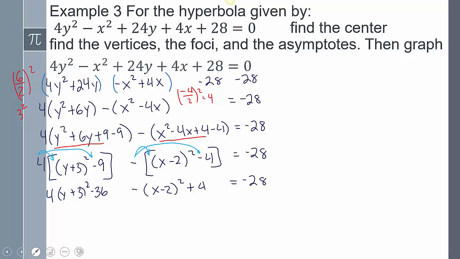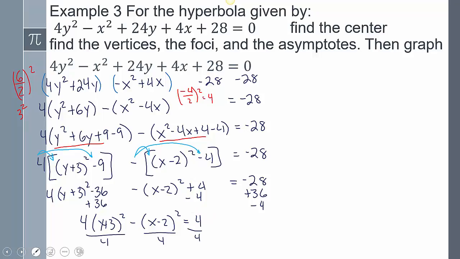And then that negative distributing, I'm going to get negative x minus 2 squared, and then negative times negative 4 is a positive 4. So I can add the 36 to both sides. I can subtract the 4 from both sides. And so I'm going to get 4 times y plus 3 squared minus x minus 2 squared. We're almost there. It has to equal 1, so I have to divide everything by 4. And so doing that, now we have it in our standard form, y plus 3 squared minus x minus 2 squared over 4 equals 1. And so this is going to be my standard form equation.